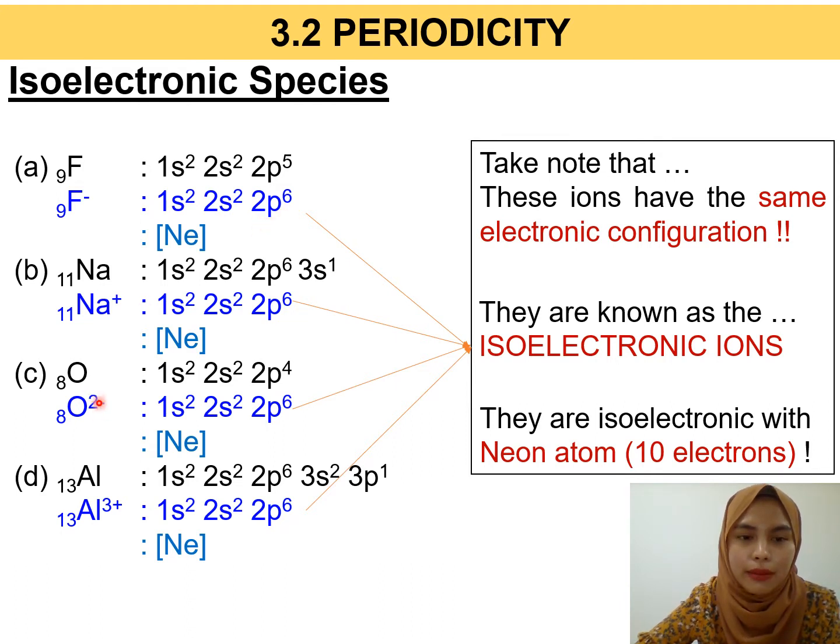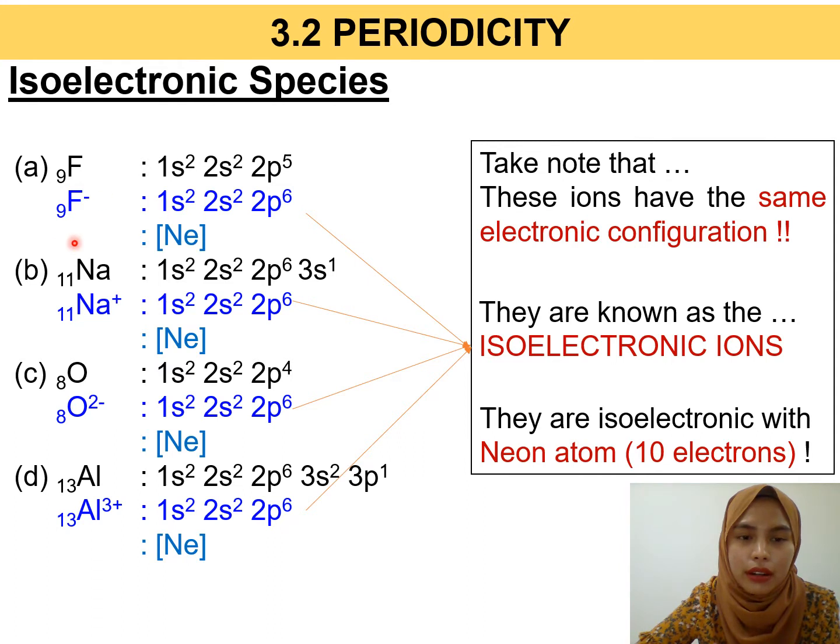Okay, same goes to oxygen 2 minus. Bila let's say oxygen atom receive 2 electron, dia akan mempunyai electronic configuration sama macam Na plus and also F minus. And same goes to Al3 plus juga. Bila Al atom dia donate 3 elektron, makanya dia akan mempunyai electronic configuration sama dengan F minus, Na plus and also O2 minus.